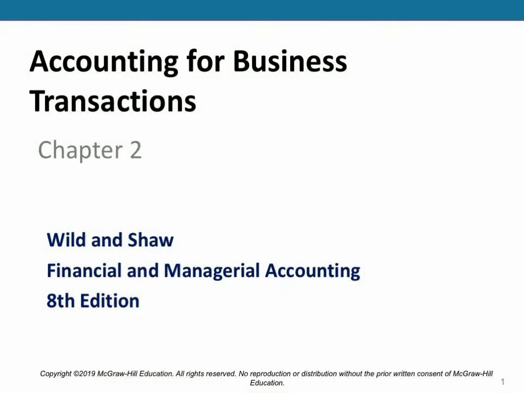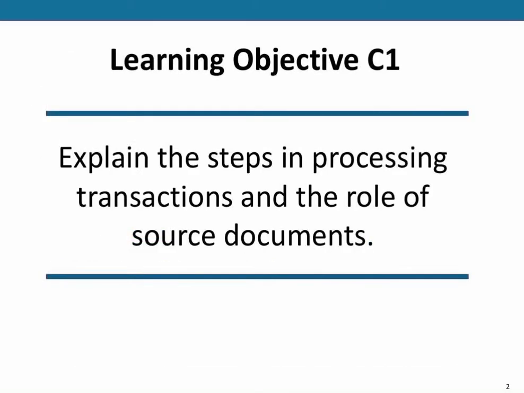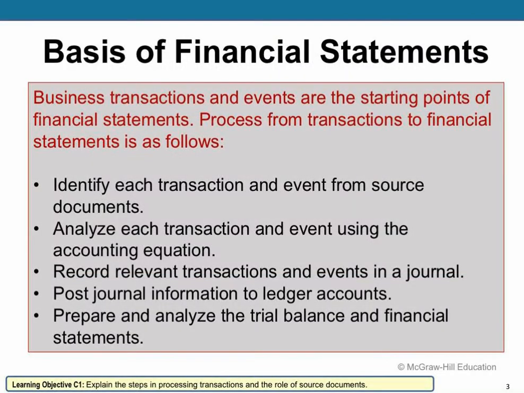Hey class, we're going to take a look at Chapter 2, Accounting for Business Transactions. And the first thing we're going to take a look at are the steps we go through for processing these transactions, including source documents. That's the important first step: to realize that each of these transactions that are occurring for our accounting information are because of an underlying economic transaction that happens for one of these companies.